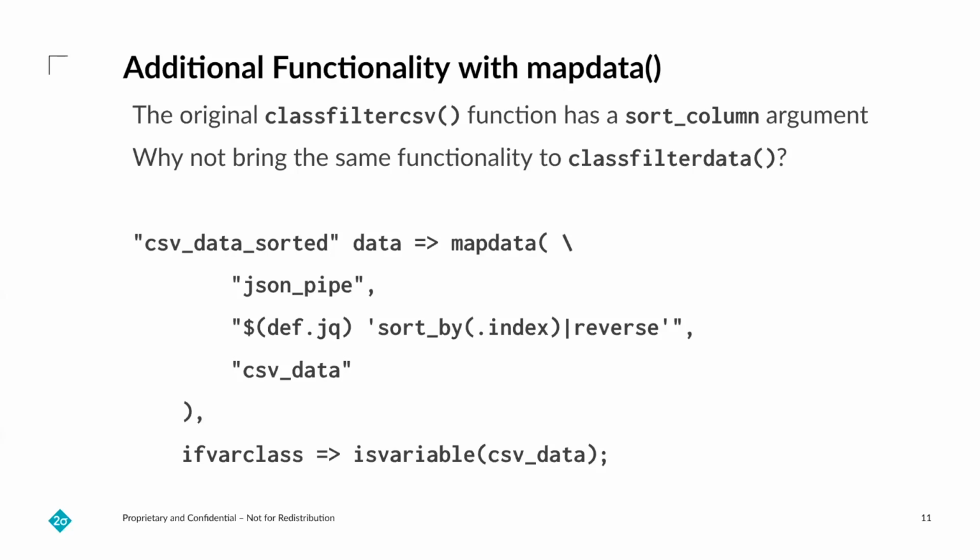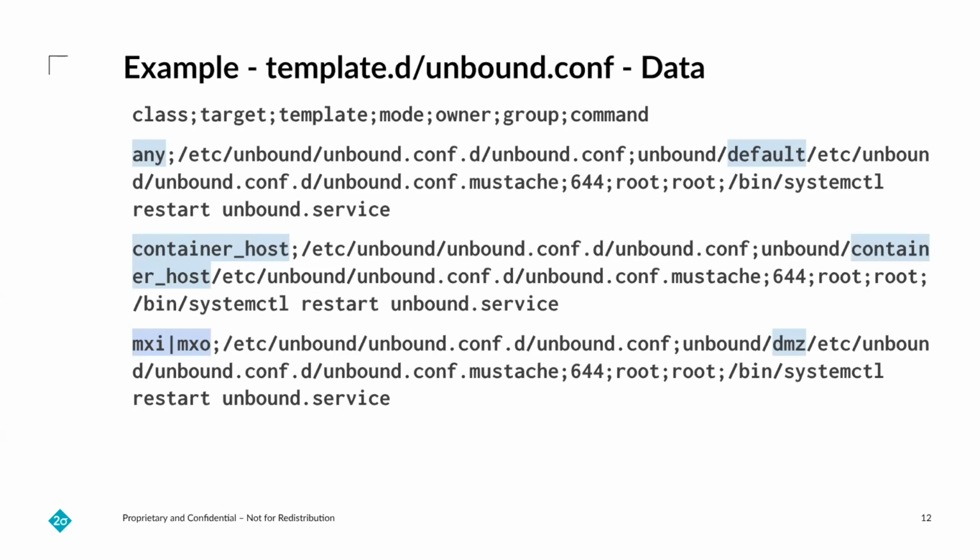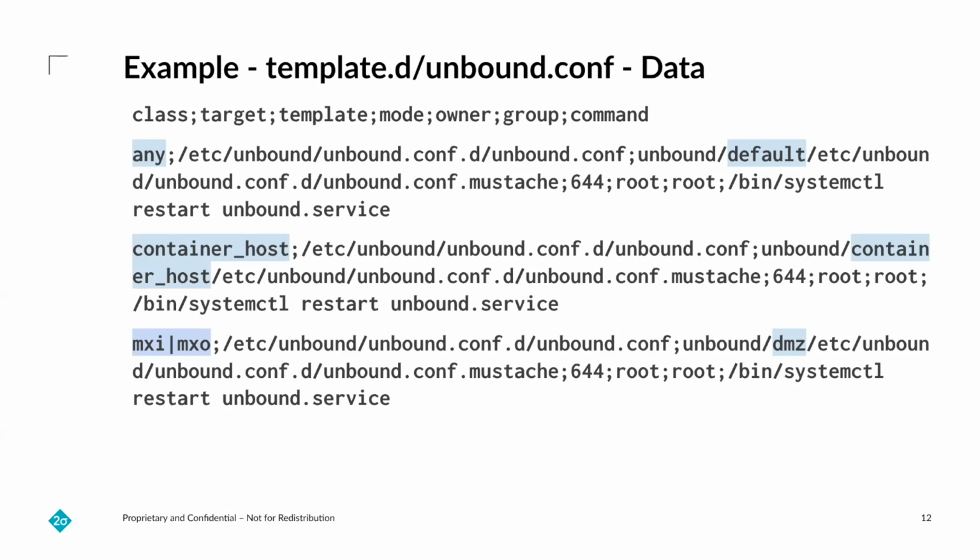We'll start with just the CSV file here. In our template configuration directory, you can see that the first class statement is any. So any of our hosts gets the template from the default unbound default directory. That first column is any legal class math that could be parsed by if or ifvarclass, if, like me, you haven't replaced all your ifvarclasses in your policy.